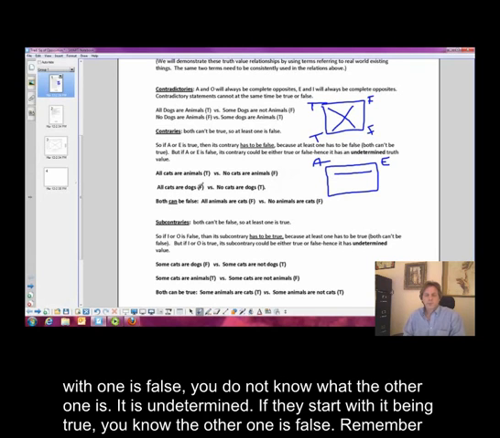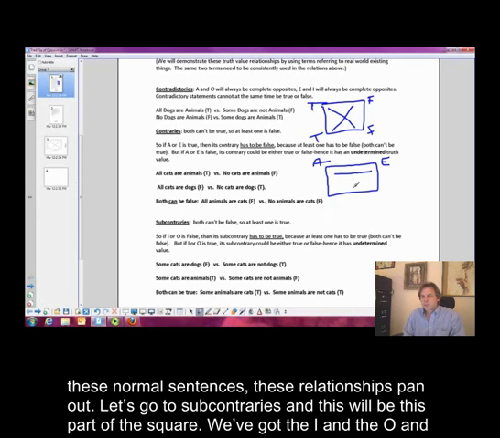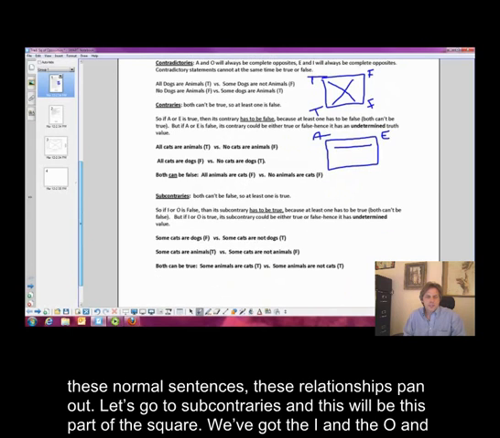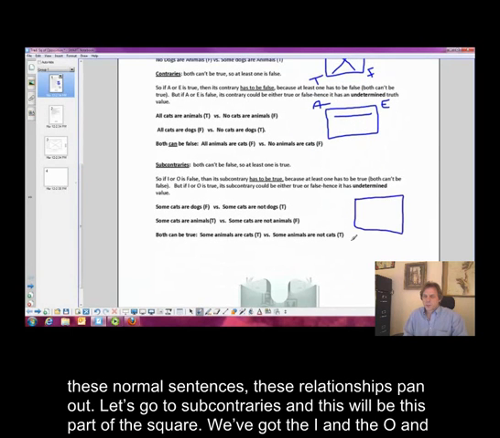So, remember I said both can't be false? Well, here's an example. All animals are cats. False. No animals are cats. That's false as well. So if you just use these normal sentences, these relationships pan out. Okay, let's go to subcontraries. And this will be this part of the square.